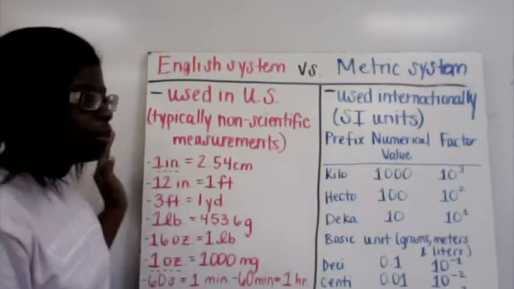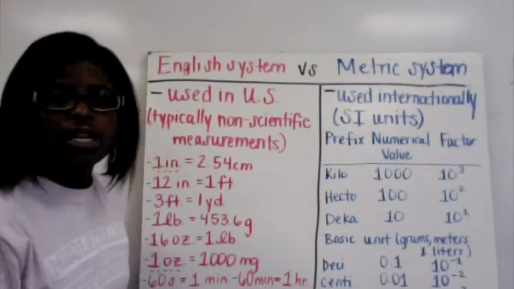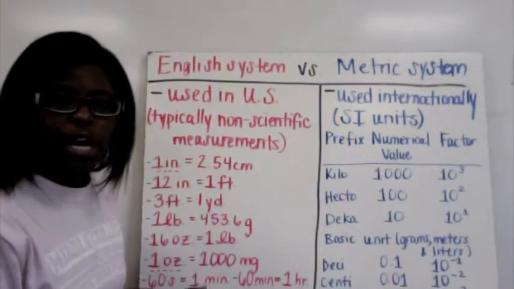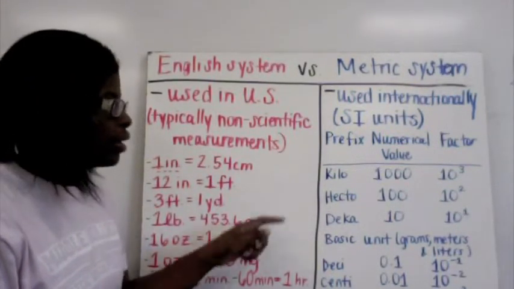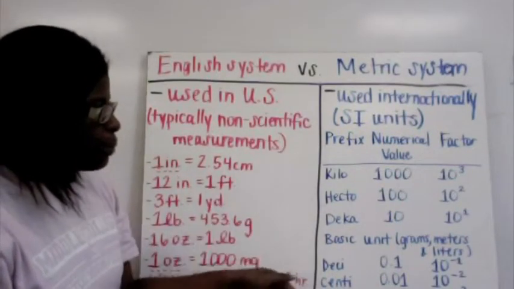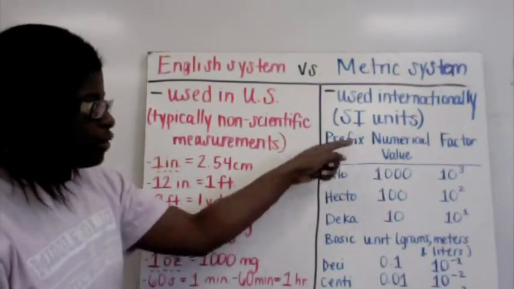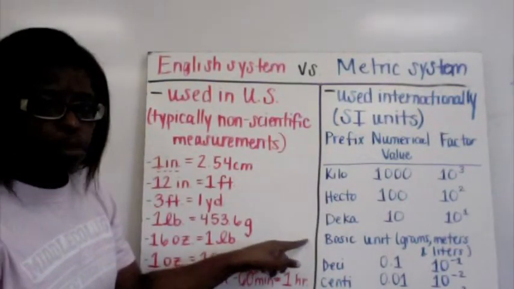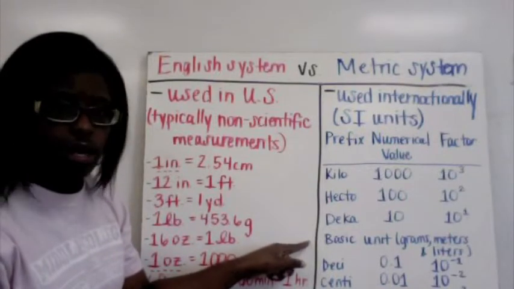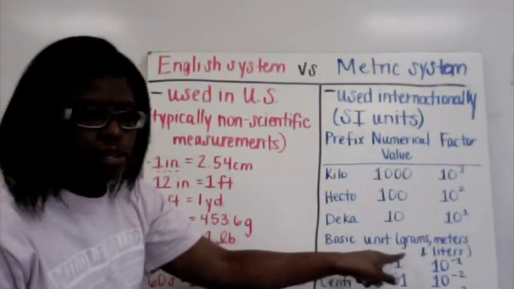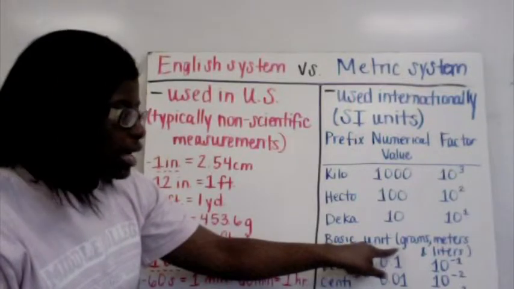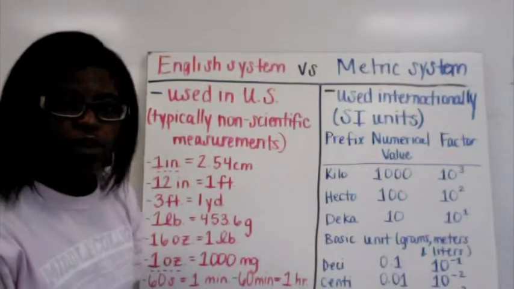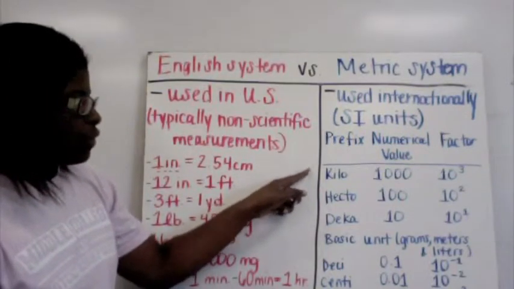With the metric system, it's typically used internationally. We have these things called SI units, and you should have become familiar with the SI units by now. The way this diagram is set up, we have all the prefixes, the numerical values, and then their factors. Remember, this is all consistent with the basic unit here. The basic unit is going to be your grams, meters, or liters. Grams are used as the unit for mass, meters are measured for distance, and liters are the unit used for volume.